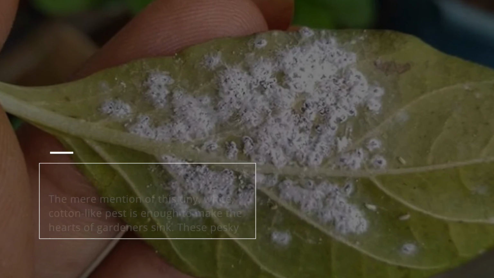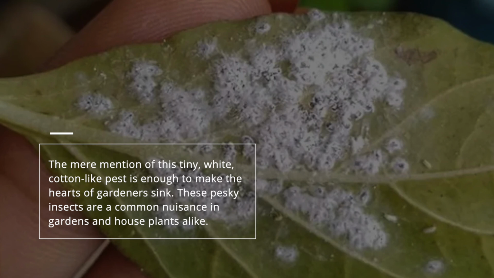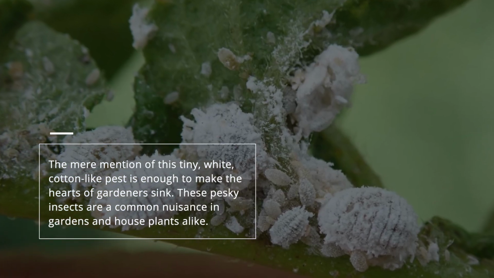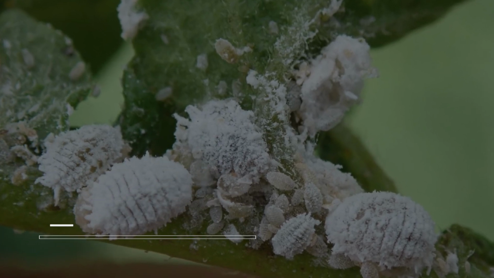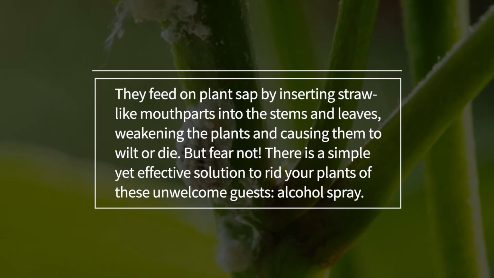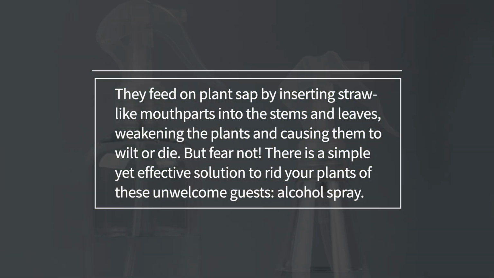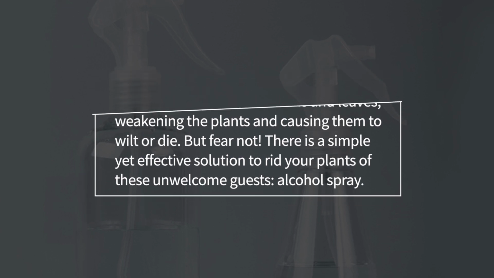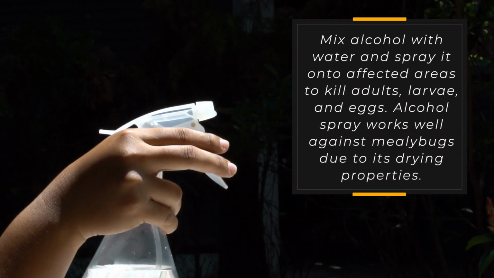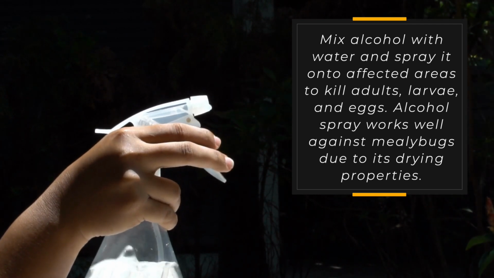4. Mealybugs. The mere mention of this tiny, white, cotton-like pest is enough to make the hearts of gardeners sink. These pesky insects are a common nuisance in gardens and house plants alike. They feed on plant sap by inserting straw-like mouthparts into the stems and leaves, weakening the plants and causing them to wilt or die. But fear not. There is a simple yet effective solution to rid your plants of these unwelcome guests: alcohol spray. Mix alcohol with water and spray it onto affected areas to kill adults, larvae, and eggs.